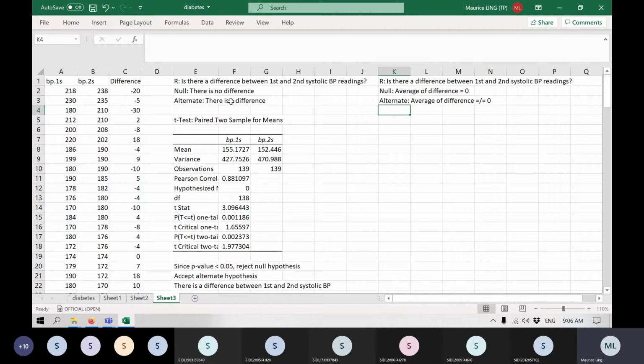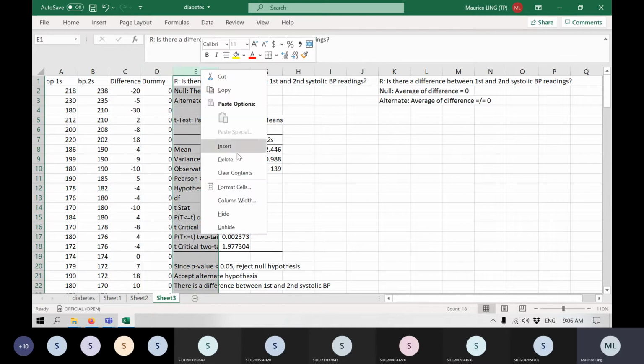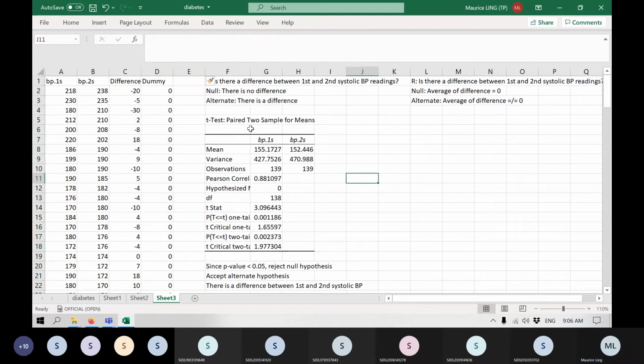So how do you do a one sample test in Excel? There's no clever way to do it. You have to use an unclever way to trick Excel to do it. In order to do this, you need a dummy variable. The dummy variable is just 0. Just put everything in 0. Let me just insert that. All right, then what do you do?